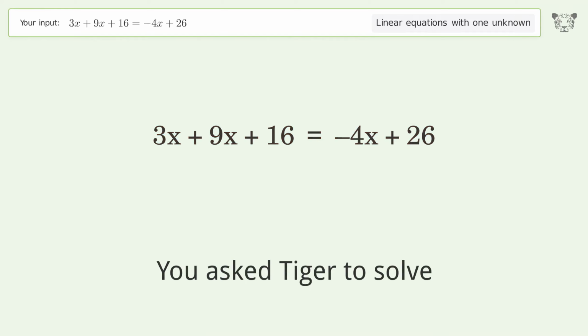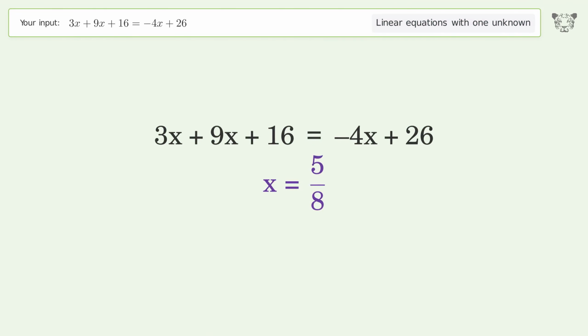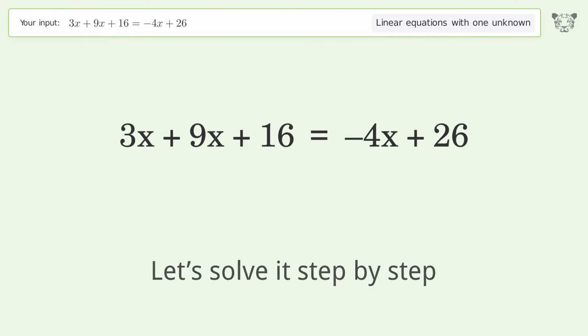You ask Tiger to solve this. This deals with linear equations with one unknown. The final result is x equals 5/8. Let's solve it step by step.